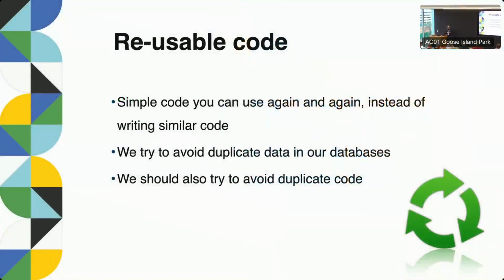So reusable code is simple code you can use again and again, instead of writing similar code. There are so many parts in a system, or when you get to a new system, where you think, oh yeah, that's over and over again, right? And instead of doing that, it could be better to write some modular code that you could reuse. Okay. And why should we really do this? Well, in our solutions, we try to avoid duplicate data. Right? We want to have one set of data and refer to it all over. Why shouldn't we do the same with our code, right?